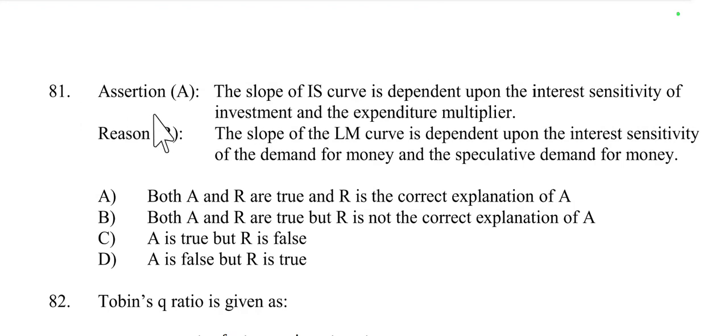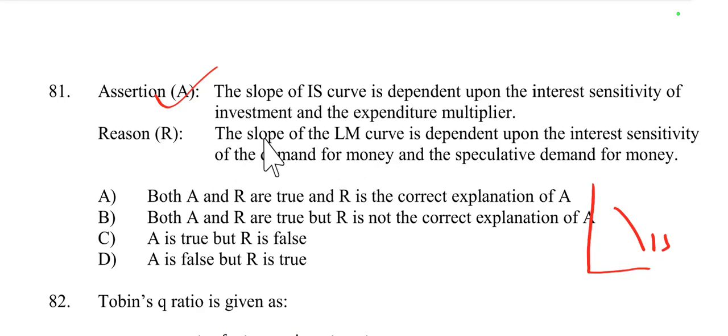Question number 81, an assertion and reason based question. Assertion: the slope of the IS curve is dependent upon the interest sensitivity of investment and the expenditure multiplier. The IS curve is downward sloping, and its slope depends on the interest sensitivity of investment and the expenditure multiplier. This is correct because the slope of the IS curve reflects how changes in the interest rate affect the level of investment, which is the interest sensitivity, and how this investment affects overall output through the expenditure multiplier. So the assertion is correct here.